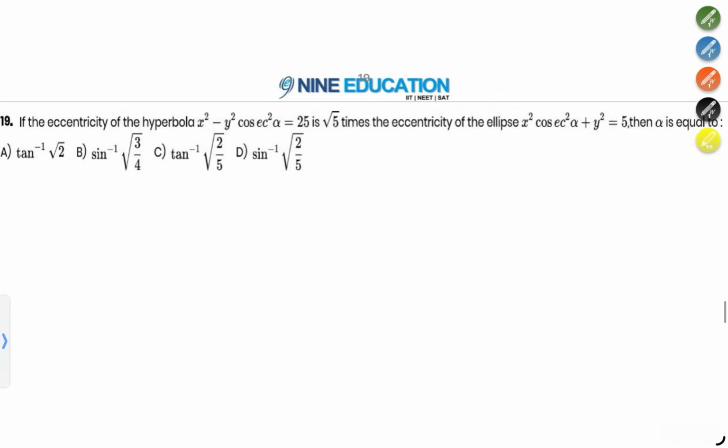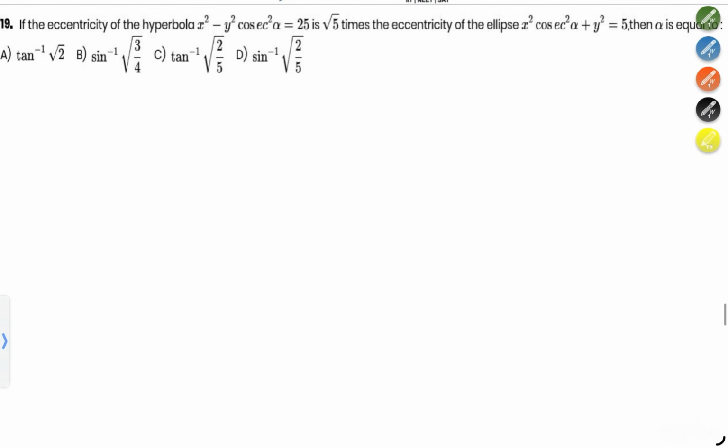Okay, now let us move to question number 19. In question number 19, the eccentricity of the hyperbola is root 5 times the eccentricity of this ellipse. Then we have to find the value of alpha. Okay, let us try to find it. So the hyperbola is given to be x square by 25 minus y square by 25 sine square alpha equal to 1, and the ellipse is given to be x square by 5 sine square alpha plus y square by 5 equal to 1.